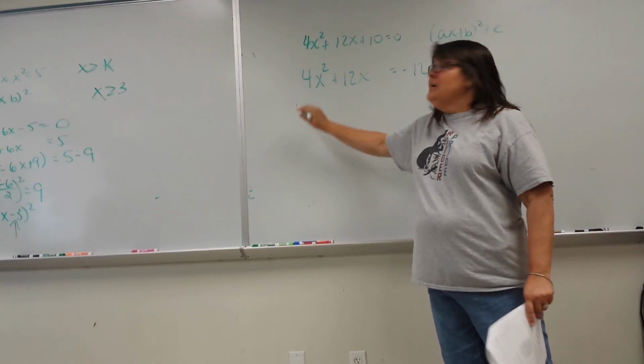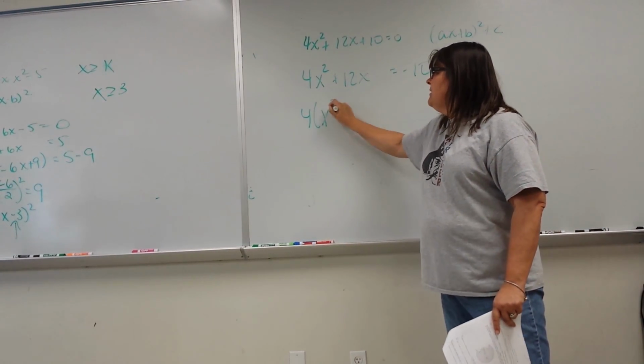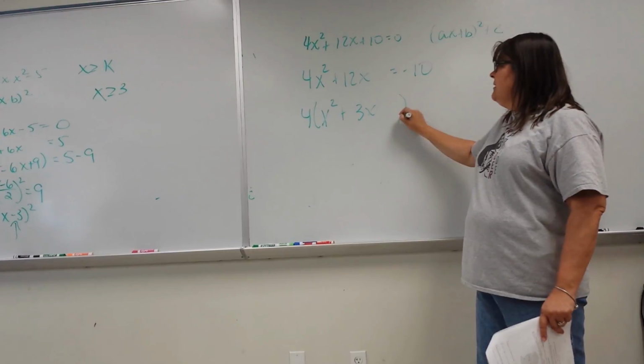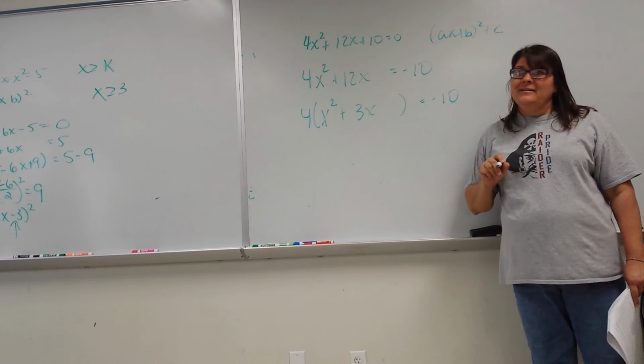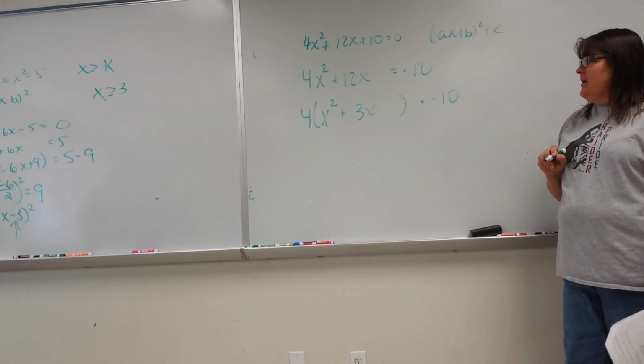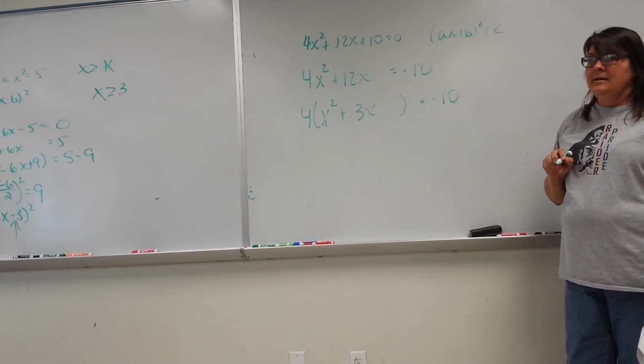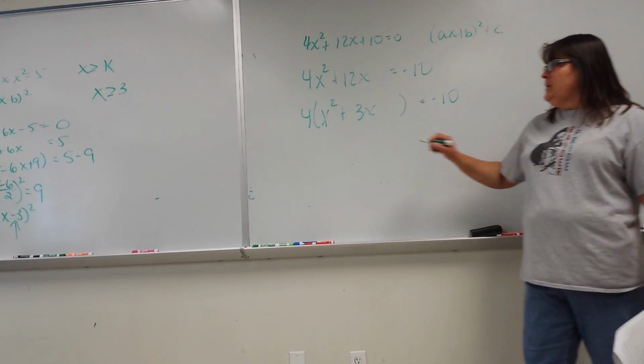Pull out the 4 first, even if it doesn't go in evenly. Like if it was 4x squared plus 7x, you'd have to have a fraction, which would be a bummer. Okay. Now, what do I do next?